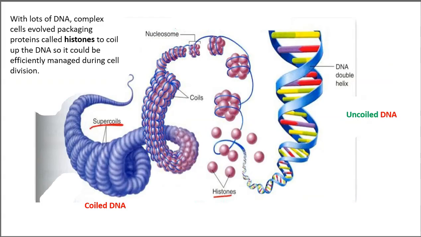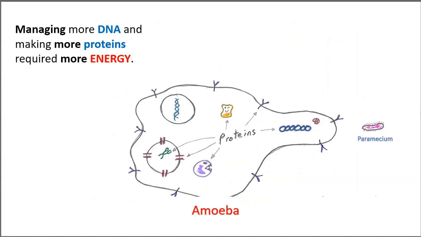Now, with lots of DNA, complex cells evolved packaging proteins called histones to coil up the DNA so it could be efficiently managed during cell division. So here's the DNA molecule on the right, and large complex cells have evolved a bunch of different kinds of proteins that allow the DNA to be wound up and coiled up so that the cell can better manage the larger amount of DNA that it requires to run a larger cell.